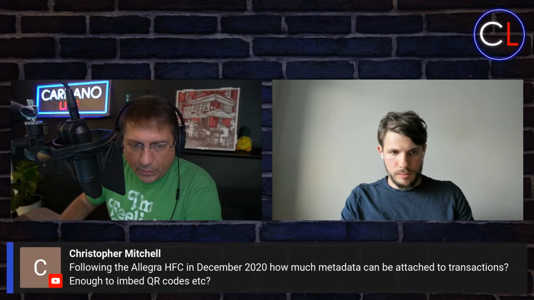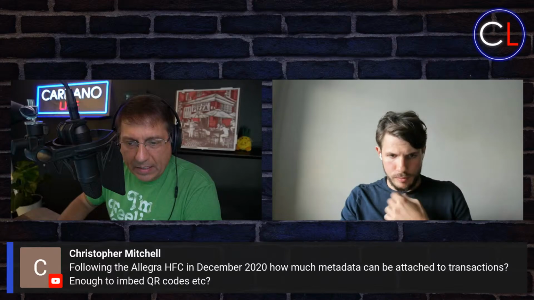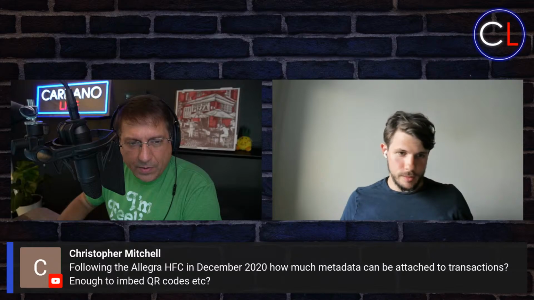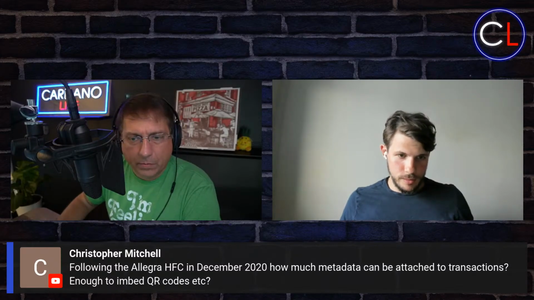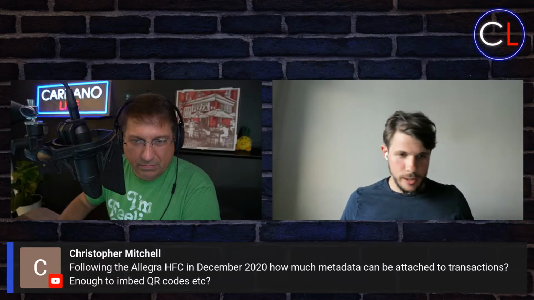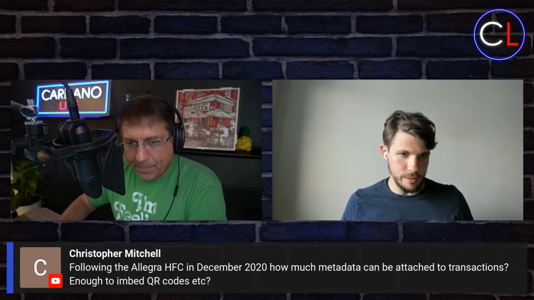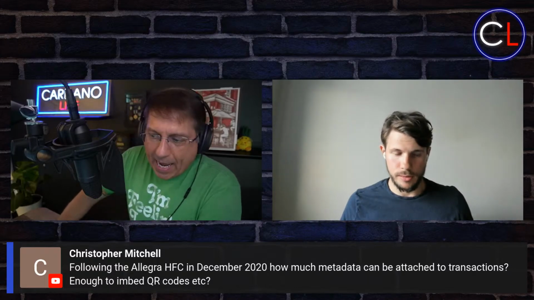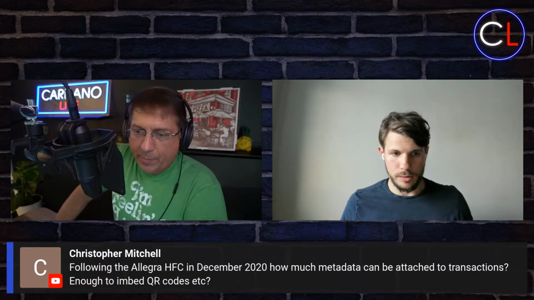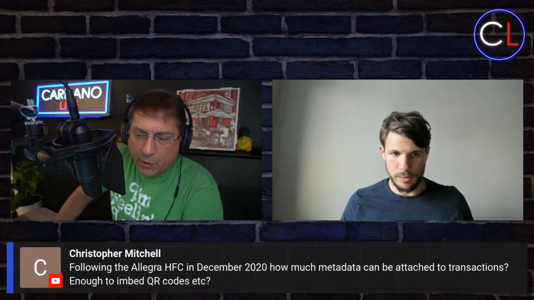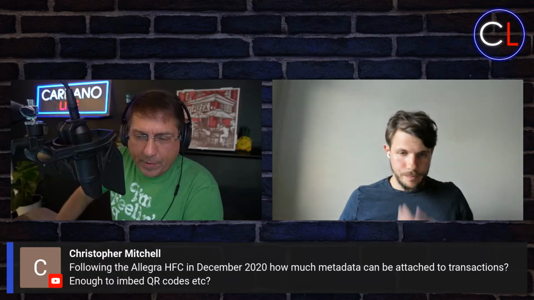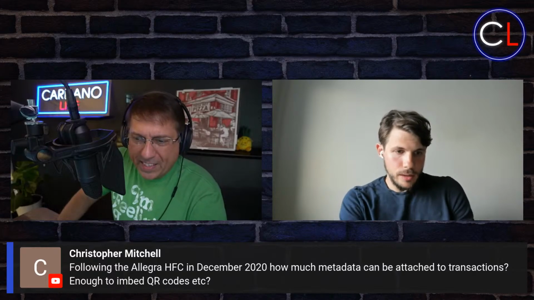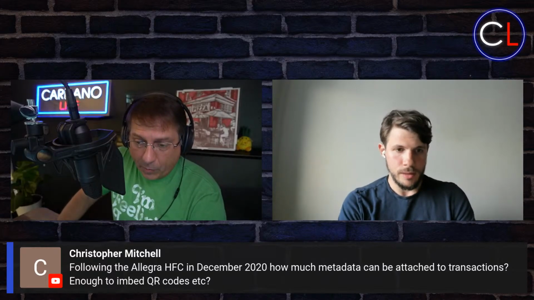There was a question following the Allegro hard fork in December 2020. How much metadata can be attached to transactions? Is it enough to embed QR codes, etc.? I think it's 8 kilobytes or 16 kilobytes. It's 8 kilobytes. I don't remember. Yeah, I need to check that, but the QR code can be very efficient. Now it depends how you encode it, right? So yeah, it's in the kilobyte range. This would be a good question for some developers like Martin and the folks who've been working on that. Andrew Westberg might be able to answer that. They've been messing around with that, CBOR hex and ways it's compressed. So I think it's between 8 kilobytes and 16 kilobytes. I can't remember what that one is.